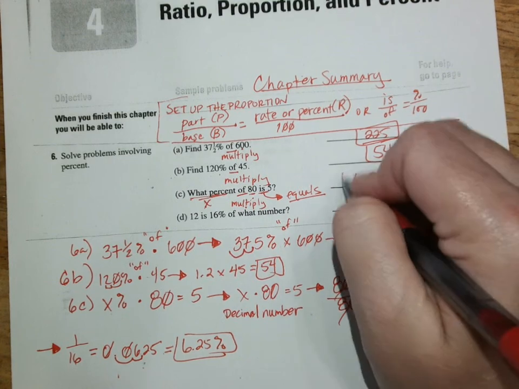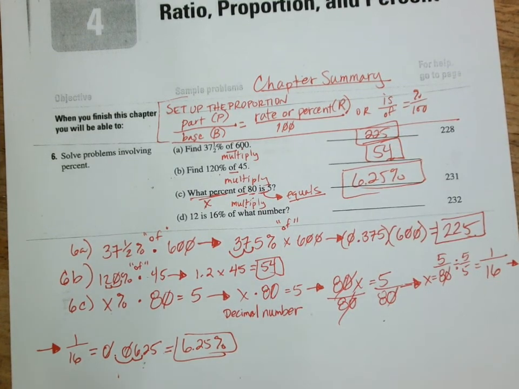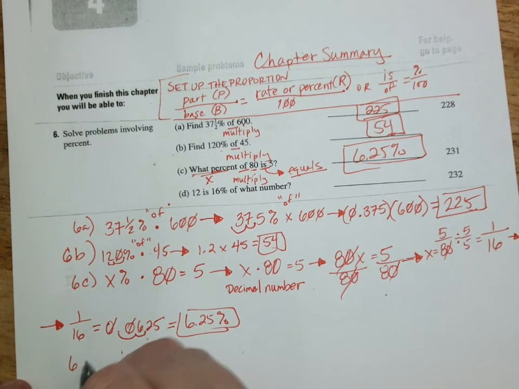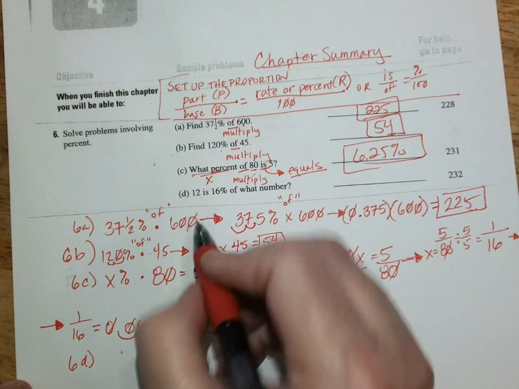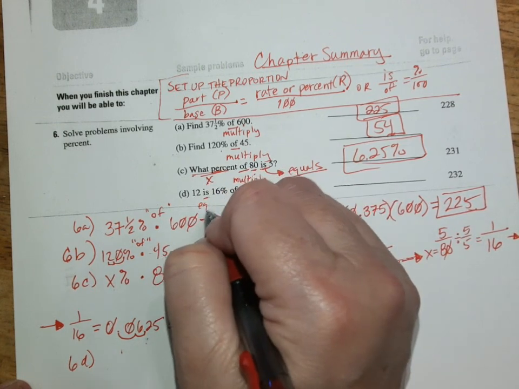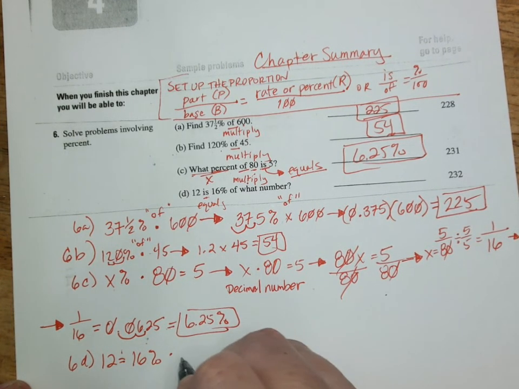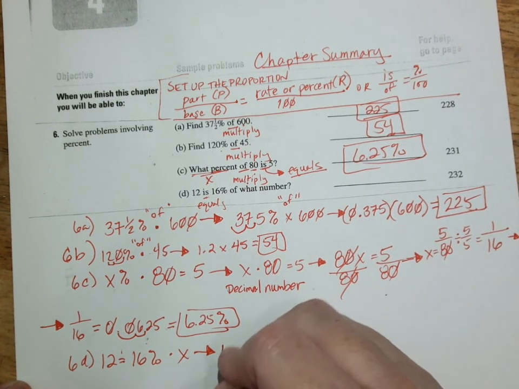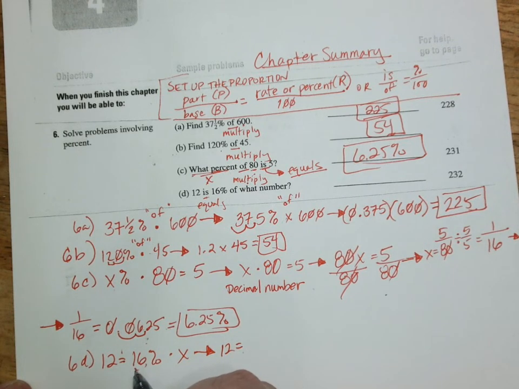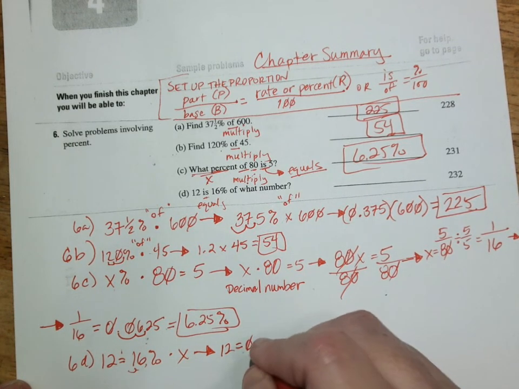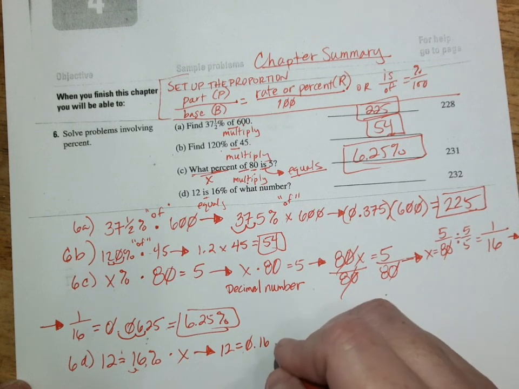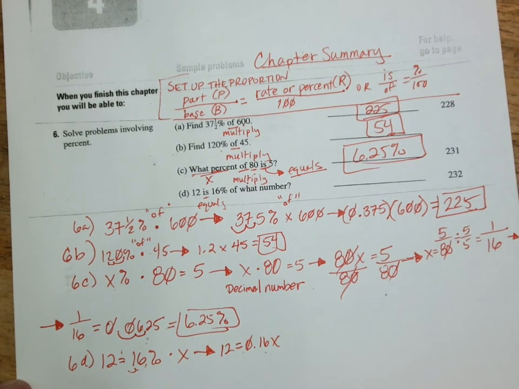And then lastly, 6D says that 12 is, remember is equals. So 12 is 16% of what number? We're going to rewrite that. Let's get rid of that percentage sign. So we're going to say 12 is 0.16 x. I'm multiplying that there. So we need to get the x by itself.